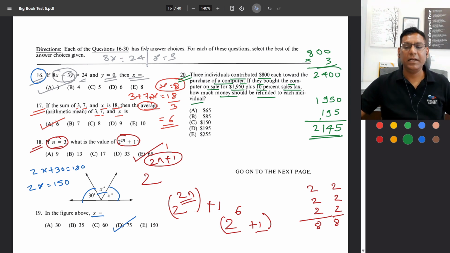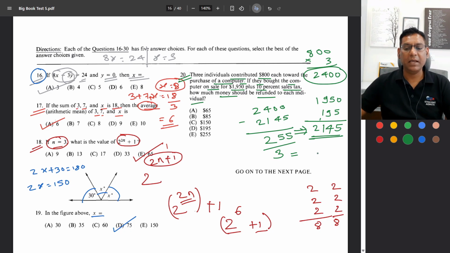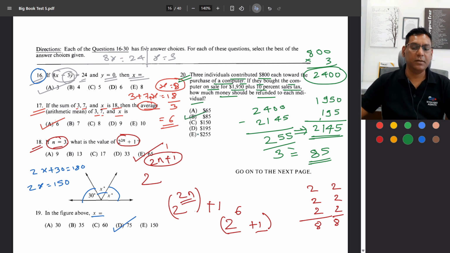Okay. Then how much money should be refunded to each individual? Okay, so they collected 800 each, so that is 2400. The computer actually cost them this much. So how much are they left with? Minus this, right? 2400 minus 2145. So that is $255. It has to be divided equally, correct? So 255 by 3 would be 85. $85 should be refunded. Answer choice B.